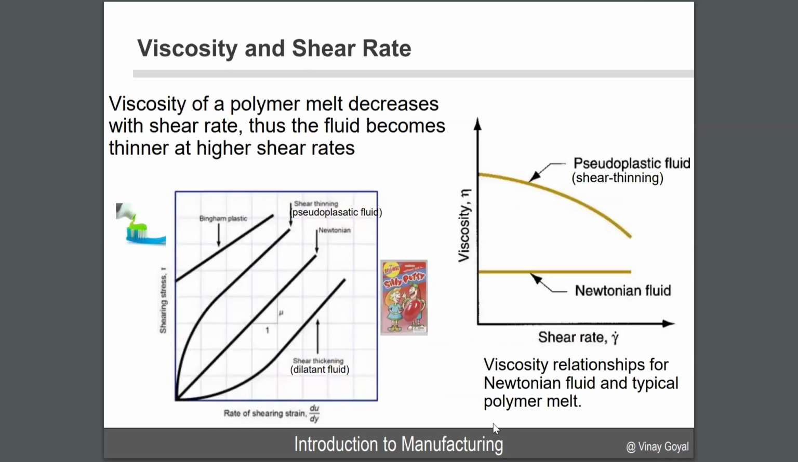So let's study the viscosity and shear rate. On the y-axis, you can see the shear stress. On the x-axis, you can see the rate of shear strain. Let me give you an example of where you see that in a common time frame. The viscosity of a polymer melt will decrease with shear rate. So the fluid becomes thinner at higher shear rates.